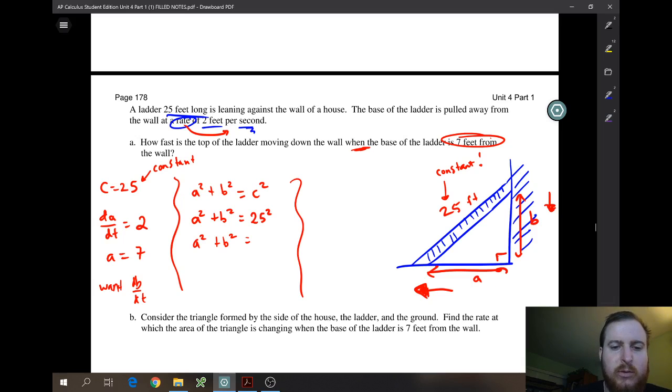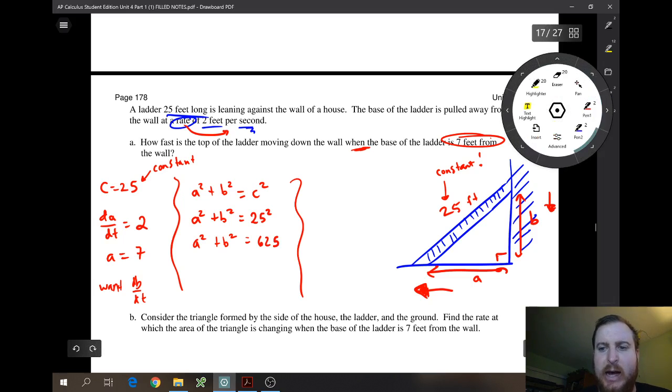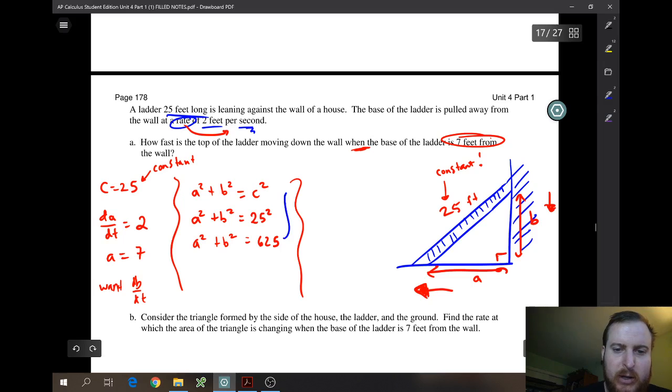Yeah, 625. So this is now our formula. And once we do that, something that I like to really do right after I plug it in is take the derivative. And the reason I do that is I don't want to plug in 7 and then take the derivative from the wrong spot. You can only take the derivative when you've only plugged in constants.